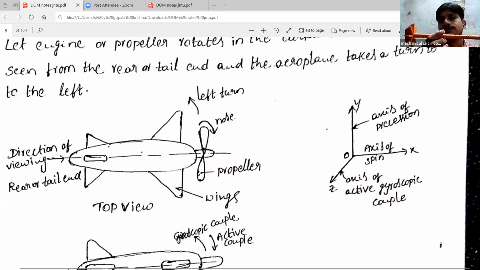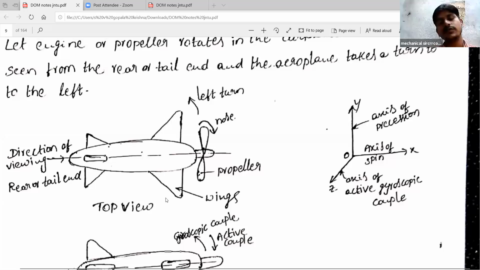You will observe that. That is easy to understand with the help of our diagram. All of you observe that. The condition is one line: the propeller rotates clockwise when viewing from the tail end, and the plane takes a left turn. Then the effect of gyroscopic couple is to raise the nose and dip the tail.